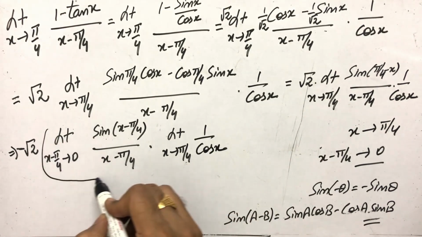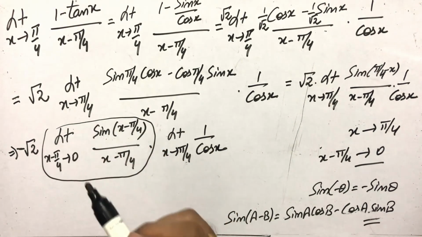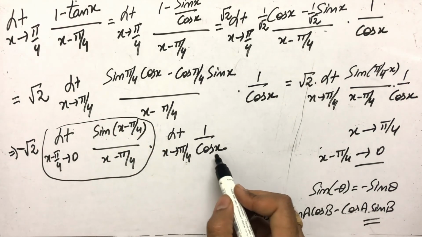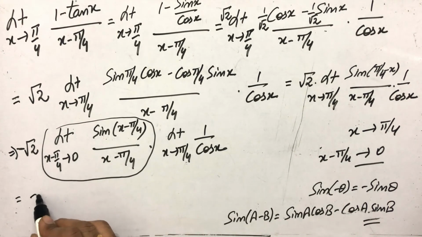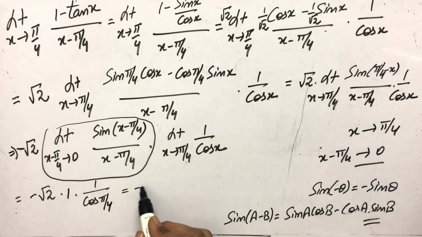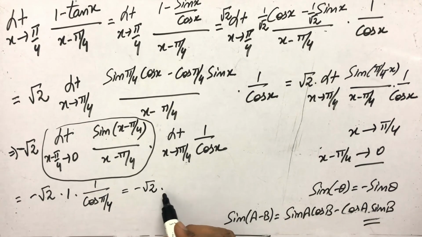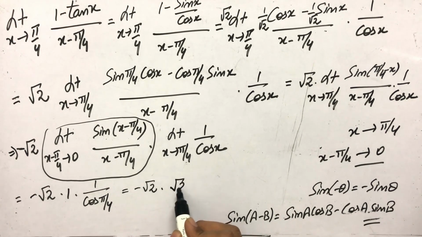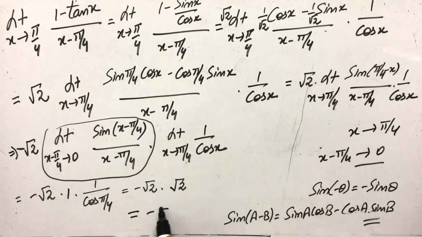So very easily, how much is this? 1. And here we put cos pi by 4. And we have minus root 2 into 1 by cos pi by 4. And cos pi by 4 is 1 by root 2. And root 2 will take reciprocal here. And we multiply these two. We get minus 2 as the answer. So I hope you all got an idea how we can find the limit of trigonometric functions.